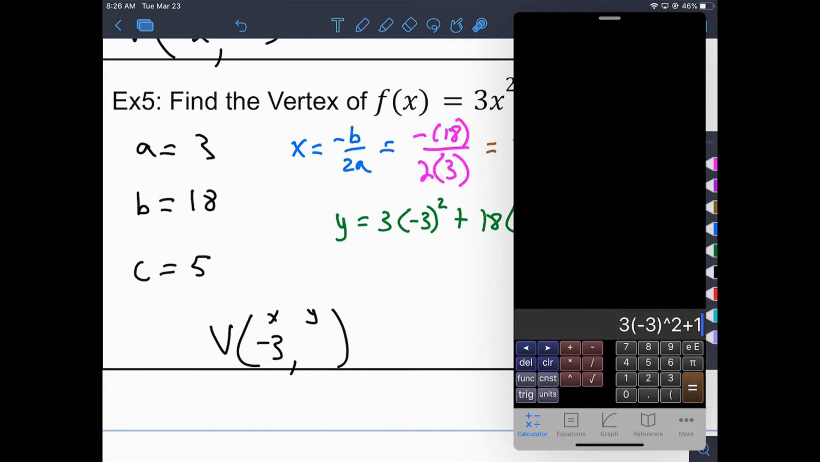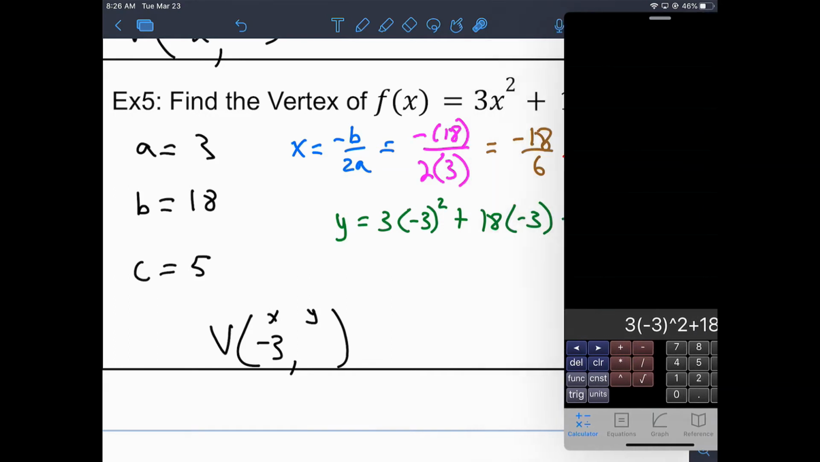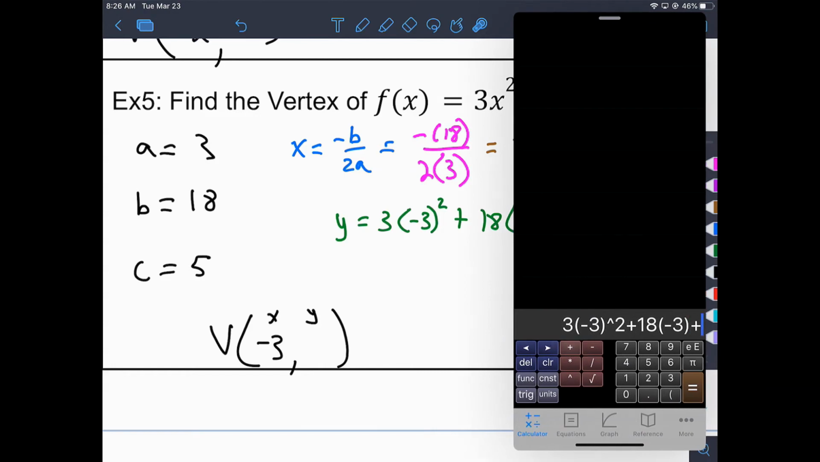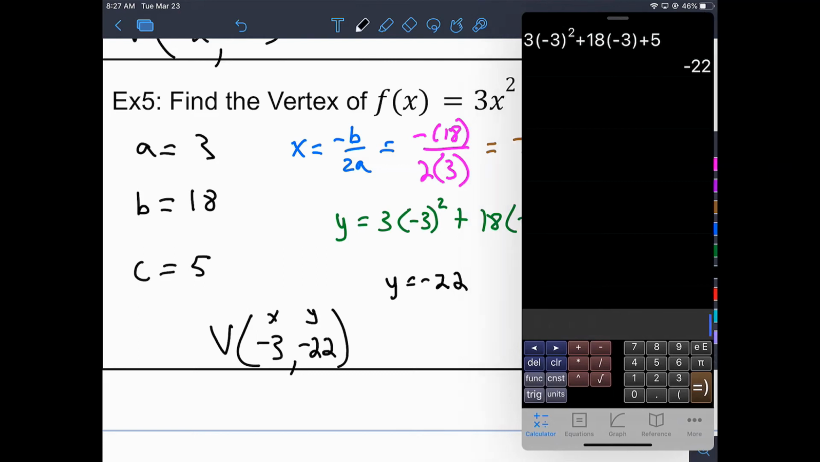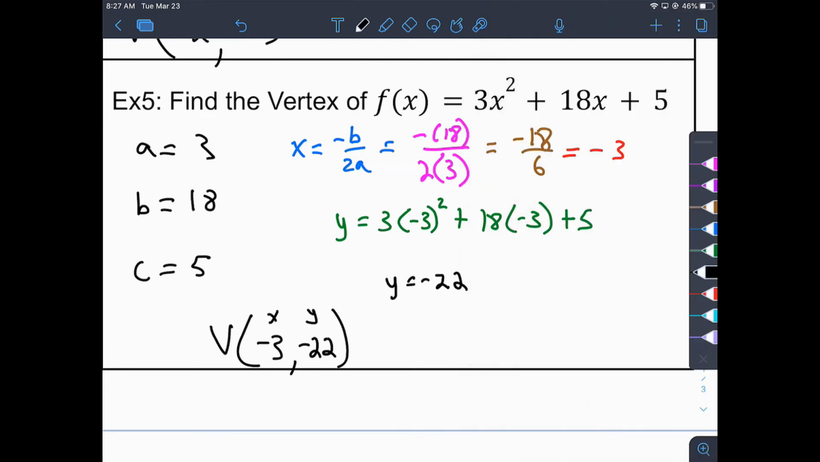And knowing how to type it into a calculator is a valuable tool. But what is that? Plus 5. There we go. We should not always rely on a calculator. We should be able to do some of this by hand, which is why I didn't show it until now. Look at that. Y value of a negative 22. So we have found the vertex. The very bottom or top.